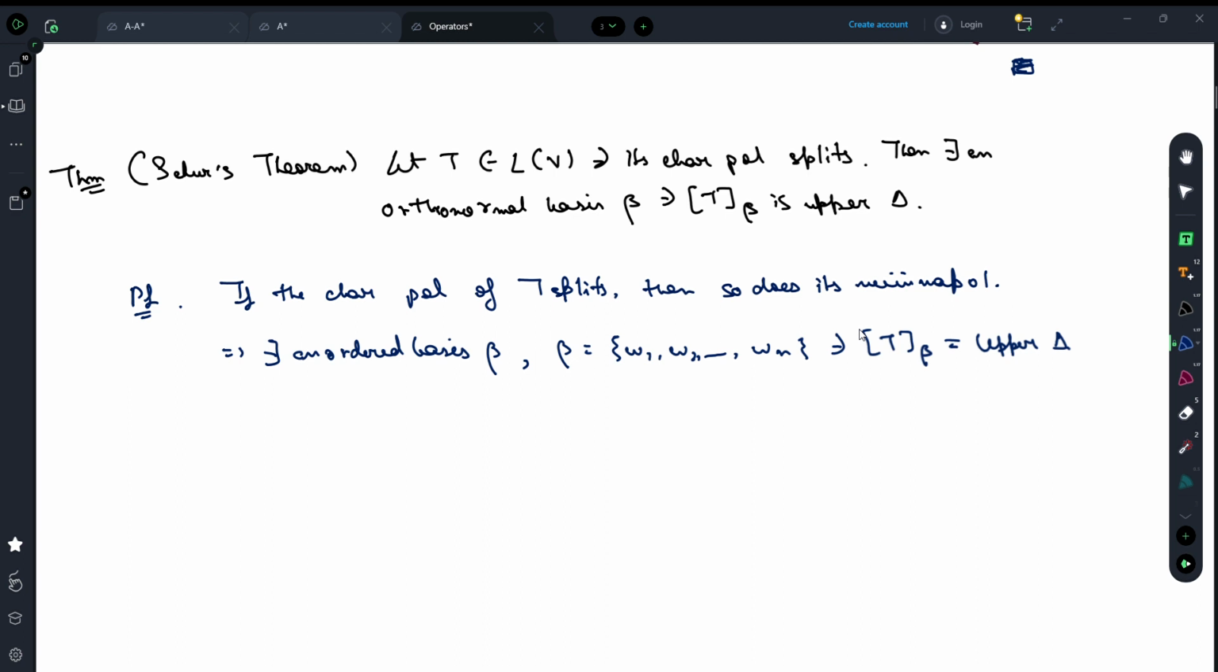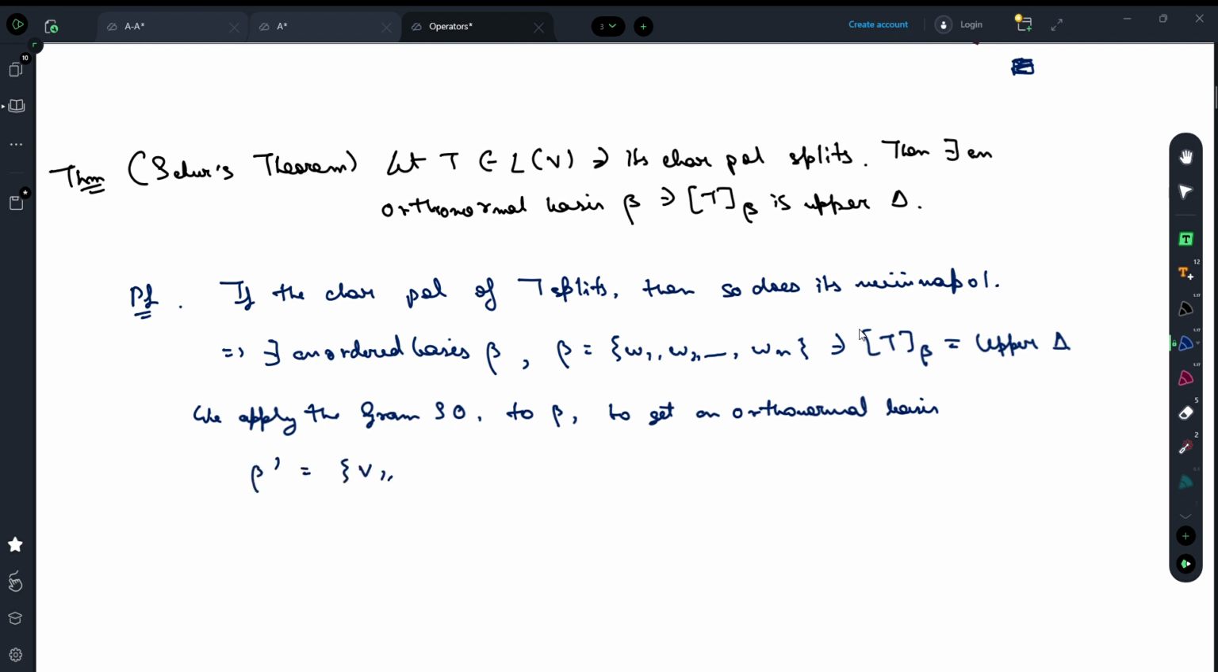Okay. Now what we do, which is quite intuitive from here, is that we simply apply the Gram-Schmidt orthogonalization to this basis beta to get an orthonormal basis, say beta dash, which is equal to say v1, v2 till vn. Clear?